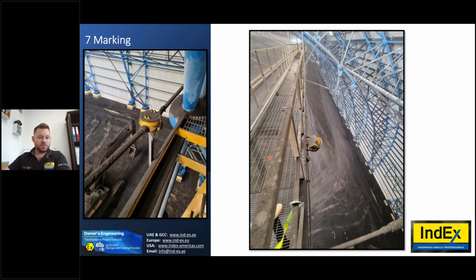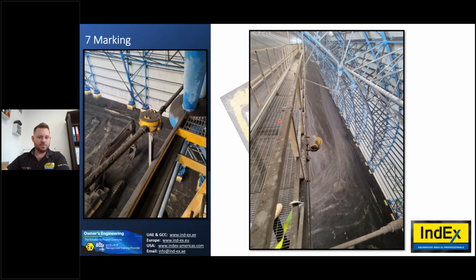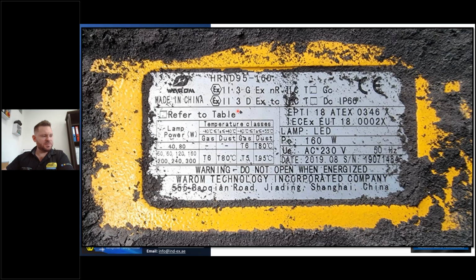So these are examples of what we'll see for marking. When we're out in the field, this is a coal shed for a power station. This manufacturer has marked this enclosure, this light, I should say, as EXNR and TC. So we see GC and DC. This equipment is rated for a gas and dust hazardous area, which is very important in a coal installation because this is a hybrid mixture.